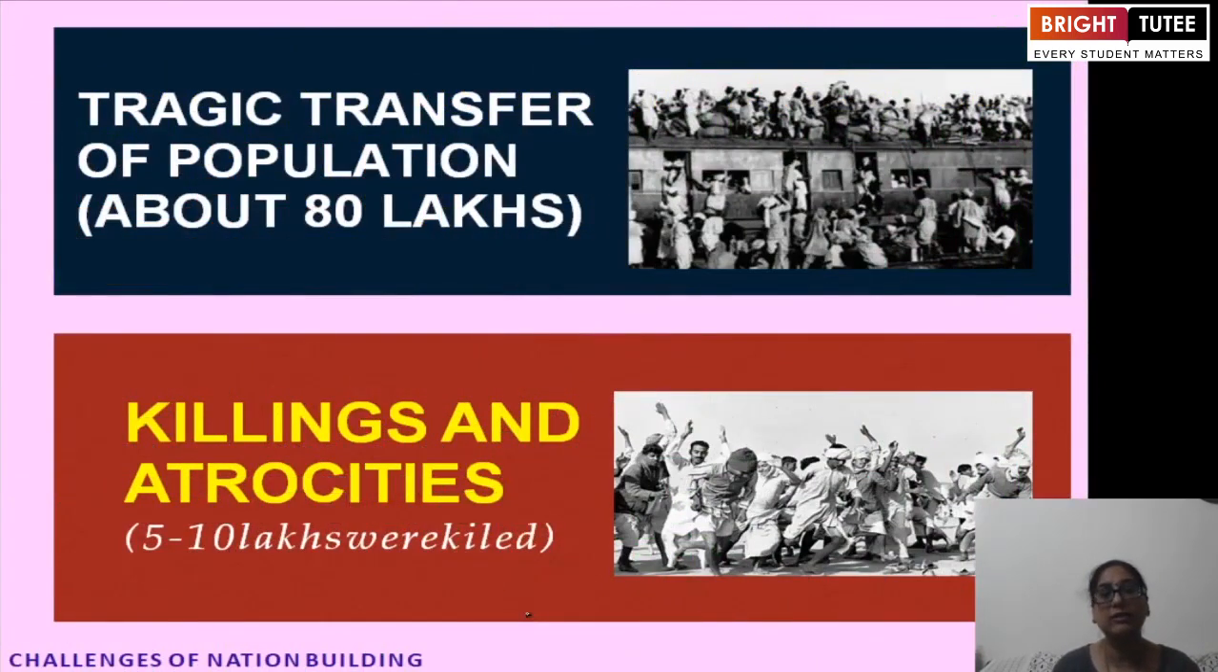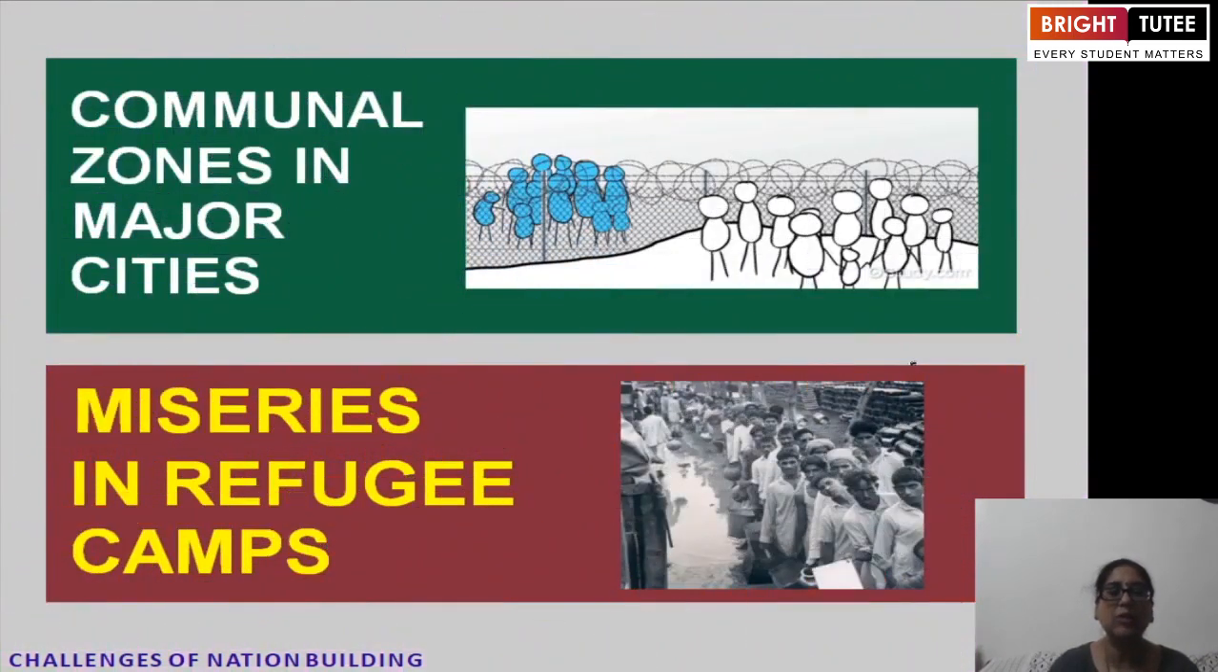Now let's see the tragic consequences of this partition. It is very clear from the picture. Can you see? The people are overloaded on this train because it was a tragic transfer of the population, about 80 lakhs. 80 lakhs. My God. See, 80 lakhs is a very, very huge number of people who transferred between India and Pakistan. Killings and atrocities, 5 to 10 lakhs were killed. These were the scenes of riots. People were fighting with each other. Communal zones in major cities and miseries in refugee camps.